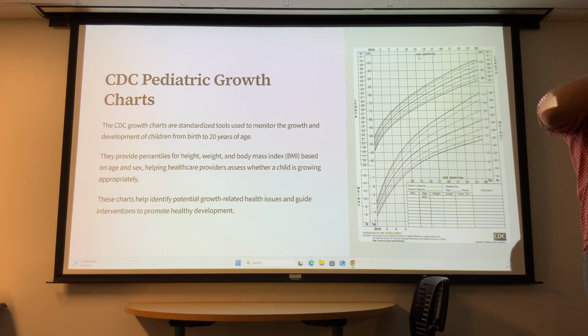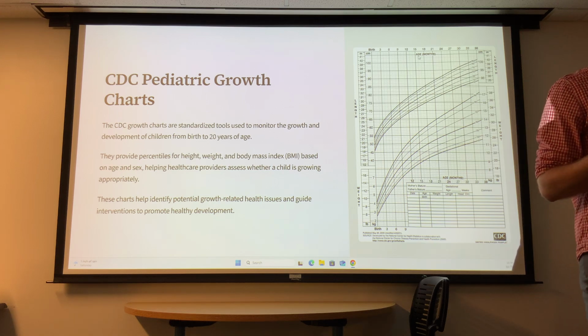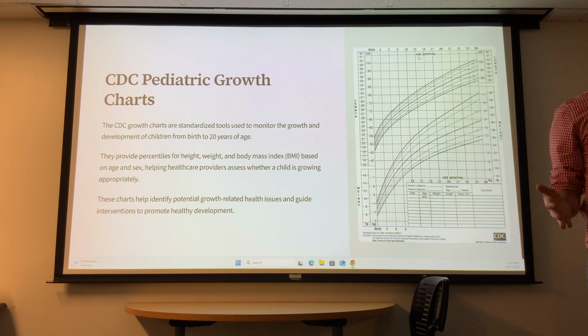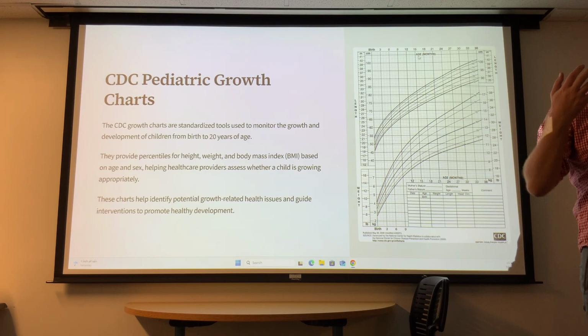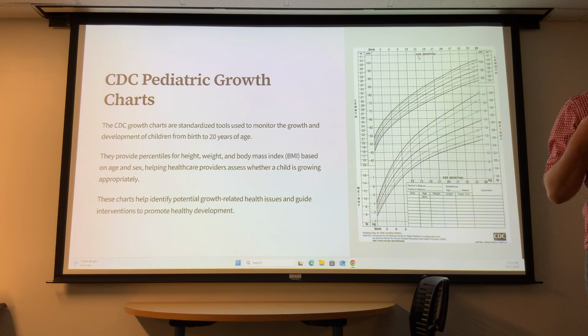So maybe last year they were at the 75th percentile. Now they come in and they're at the 90th percentile. Is that a good thing? Not necessarily. You have to look at your child overall, right? Are they just really tall and fit for their age? Because this is not really looking at their body mass index or how much muscle they have versus fat, right? It's just looking at their overall weight and their height.